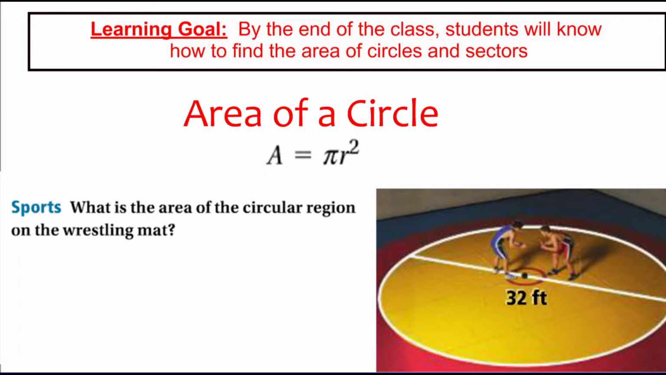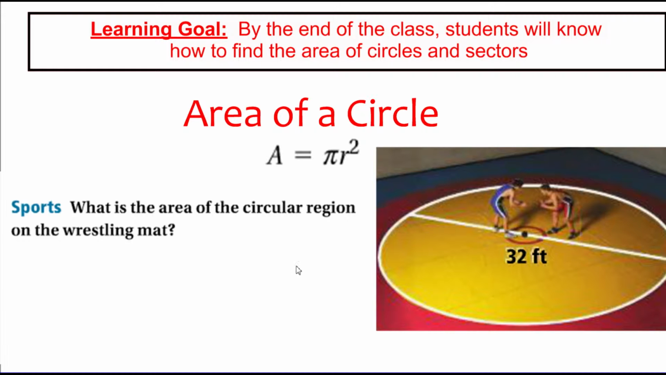And so again, this is not something that should be brand new to you. You should have seen some portion of area of a circle prior to getting here. But if you haven't, here's your recap. To find the area of a circle, we're just going to use pi times the radius squared. In this example on the right, we have two wrestlers on a circular wrestling mat, and they're telling us that the diameter of this wrestling mat is 32 feet long. I know that because 32 is centered right on the circle. If I was claiming that the radius is 32, it would probably be over here somewhere, centered on the radius.